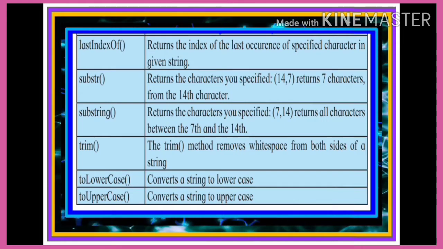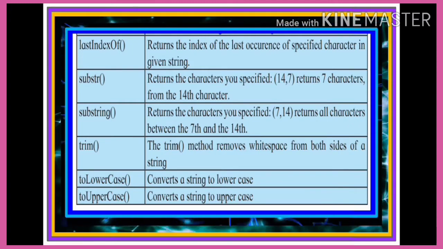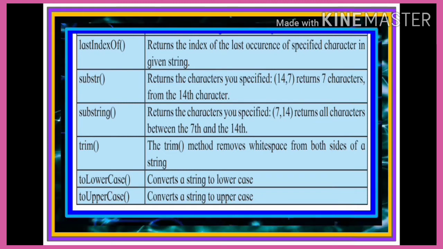Next method is trim method. The trim method removes white spaces from both sides of a string. And last two methods are toLowerCase method and toUpperCase method, where toLowerCase method converts a string to lowercase and toUpperCase method converts a string to uppercase.